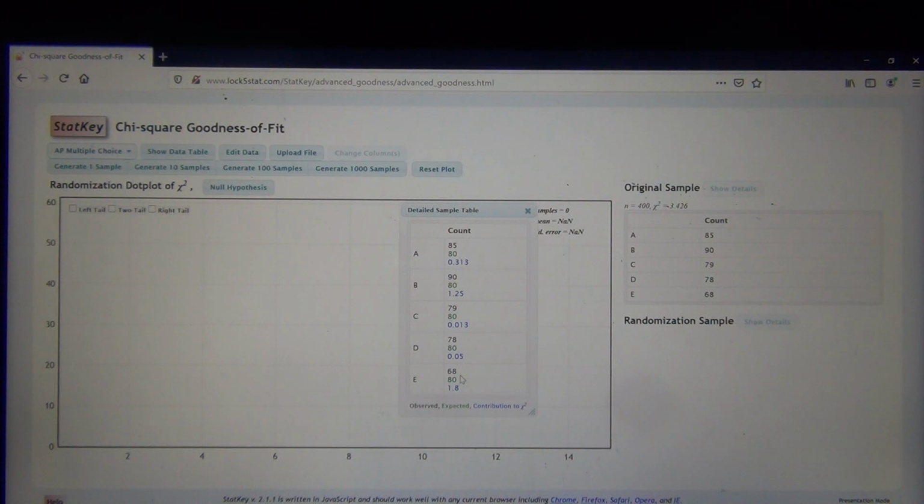And they're all above 5, right? So that's a good sign. The third number, by the way, is the contribution to chi-square. These are the numbers that got added up to get the chi-square test statistic.